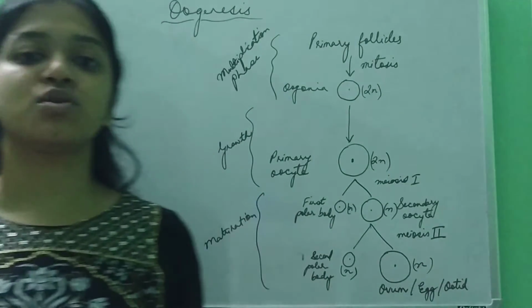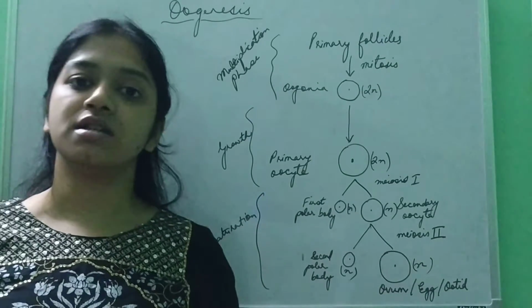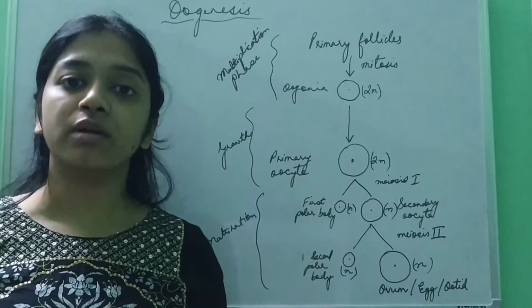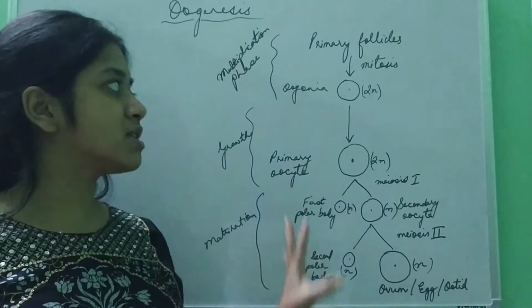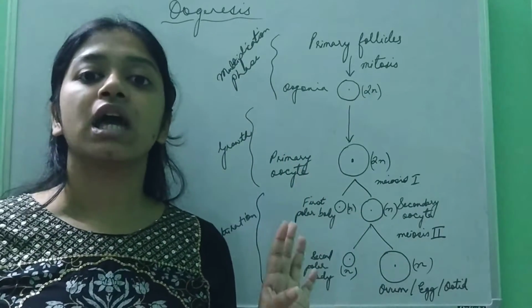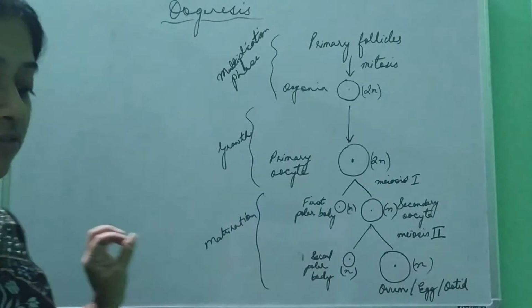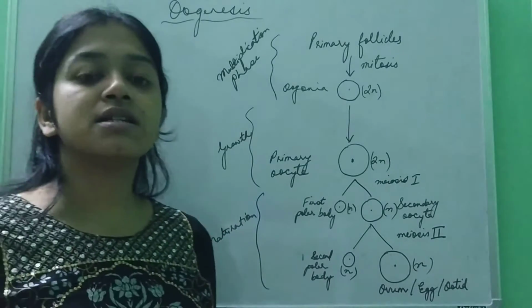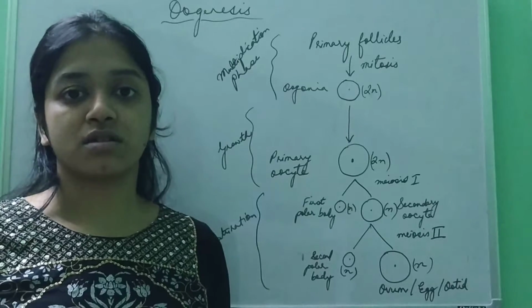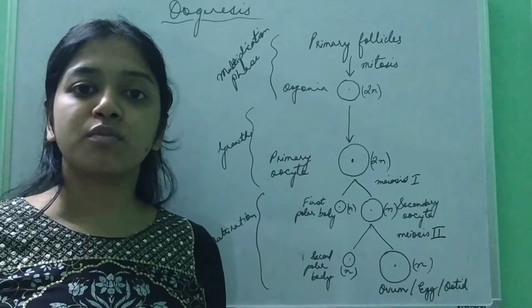Hello students. So our next topic is oogenesis, which is the formation of ovum in females. Here we'll see the process which happens in humans. In case of oogenesis in humans, it is said to be a discontinuous process. Why is it a discontinuous process?